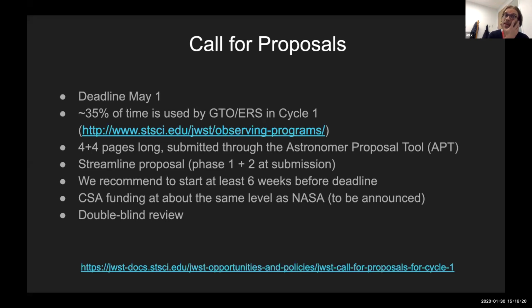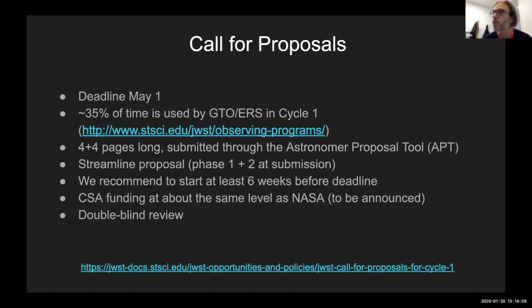All right, so let's go a bit deeper in a few things that you should notice in the call for proposals. About 35% of the time is going to be used by GTO and ERS, but that leaves us, the general observers, with 65%. A typical observing proposal is going to be 4 + 4 pages long. It's going to be submitted through the Astronomer's Proposal Tool, the APT, that we're going to have a demo of later. And an important thing is that it's going to be a streamlined proposal. That is, it's not going to be split into 2 phases, 1 and 2. No, it's going to be both phases at the same time.